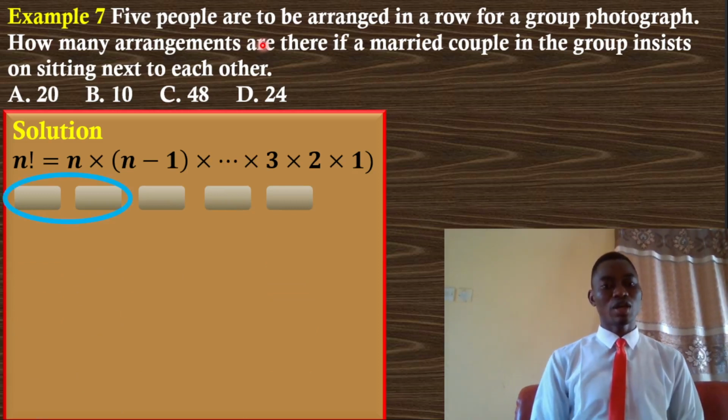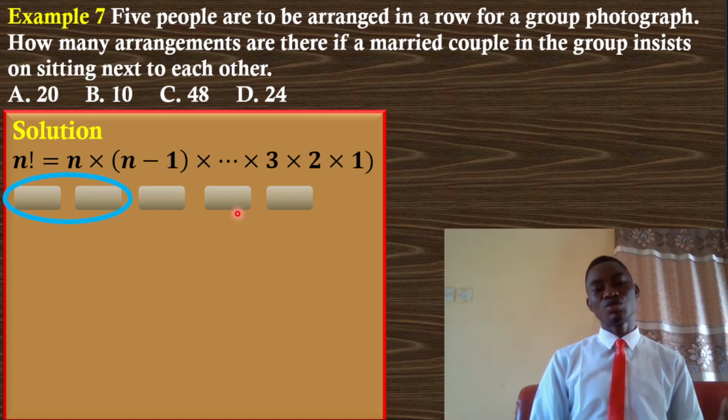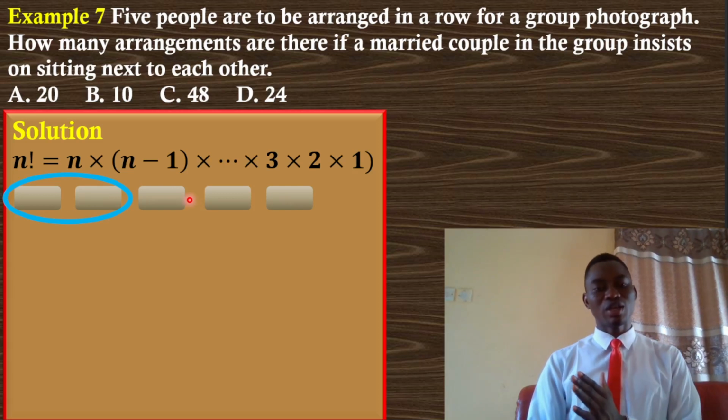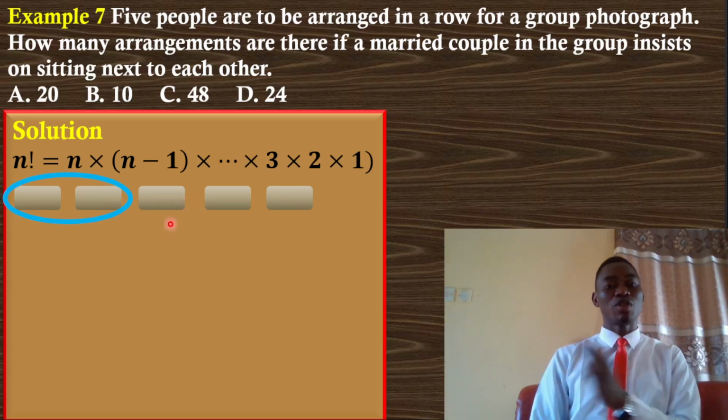Now we arrange them this way. Since the couple want to sit next to each other, they can choose any position. Of course, we have one, two, three, four, five. They can choose to sit anywhere, but wherever they choose to sit, they will always be together. There won't be anybody that will sit in between them.